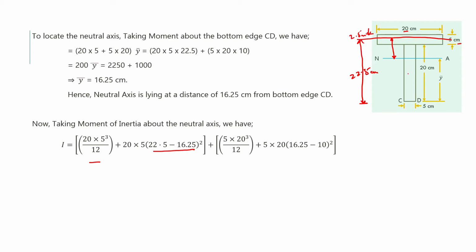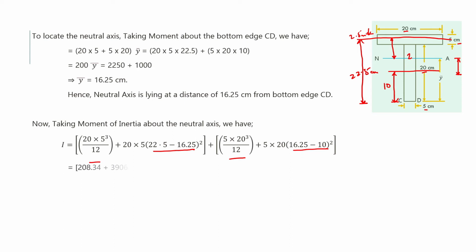Now similarly for the second part, B is now 5 and height is 20. So bh cube by 12 means 5 into 20 cube by 12. So this is the moment of inertia of this second part about its own centroidal axis. The centroidal axis will lie at the mid of the height, means from the extreme edge CD the distance will be 20 by 2, means 10 centimeter. So now the distance between the neutral axis and this centroidal axis will be y bar minus 10, so this is 16.25 minus 10. So putting the values in the parallel axis theorem again, we are getting this expression.